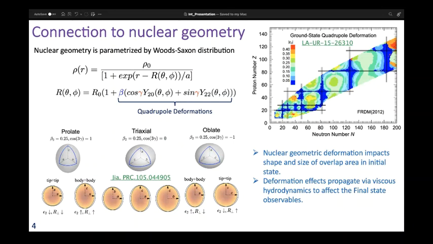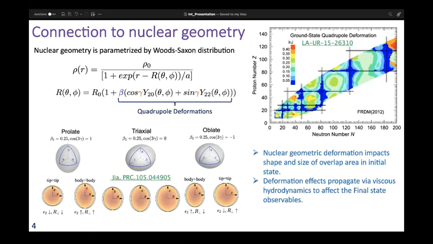The parameter beta basically controls the magnitude of an axially symmetric deformation, while the parameter gamma controls the relative ordering between the three axes of the spheroid. This can be seen in the top line of this bottom graph, where a value of gamma equal to 0 gives you a prolate nucleus, gamma of 30 gives you a triaxial nucleus, while a gamma of 60 gives you an oblate nucleus.